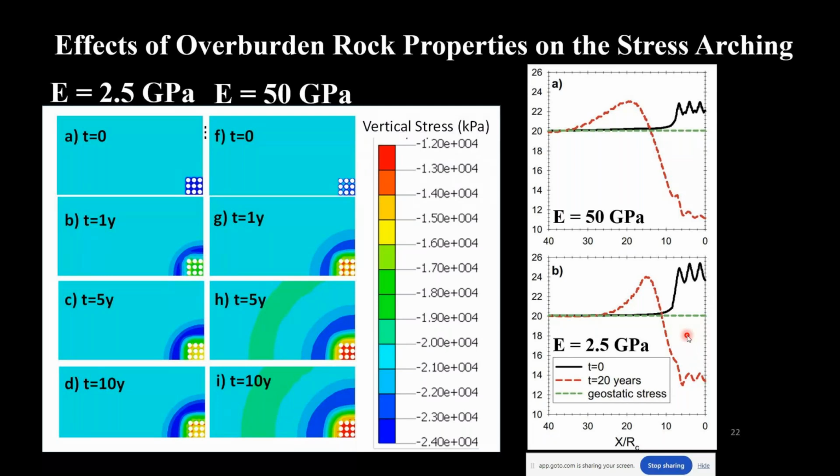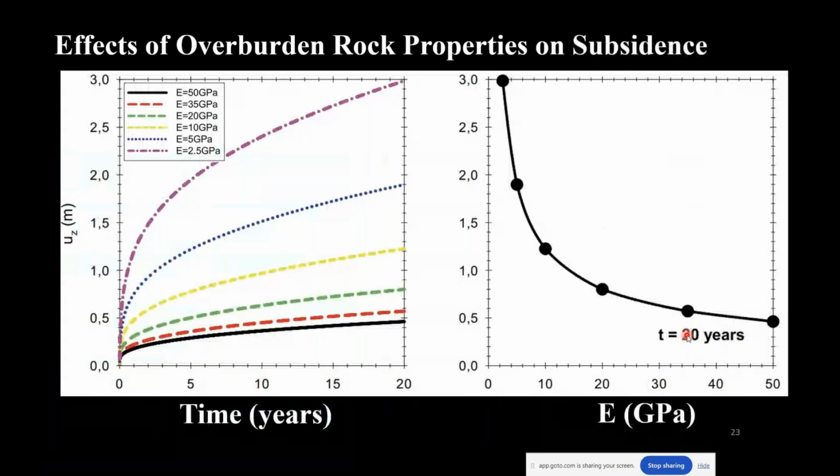And so, because the overburden rock properties are strongly affecting the stresses in the rock salt in the mined region, of course, because the rock salt is highly sensitive, the creep deformations are highly sensitive to the differential stresses, we would expect that the overburden rock properties would also affect the deformation rates over time.